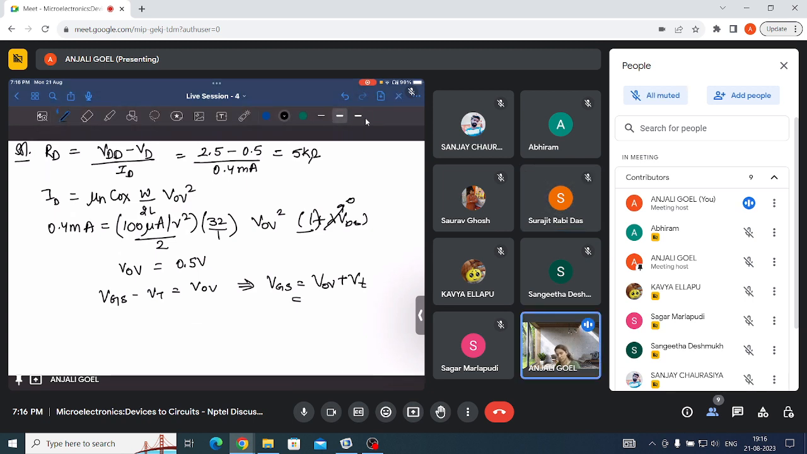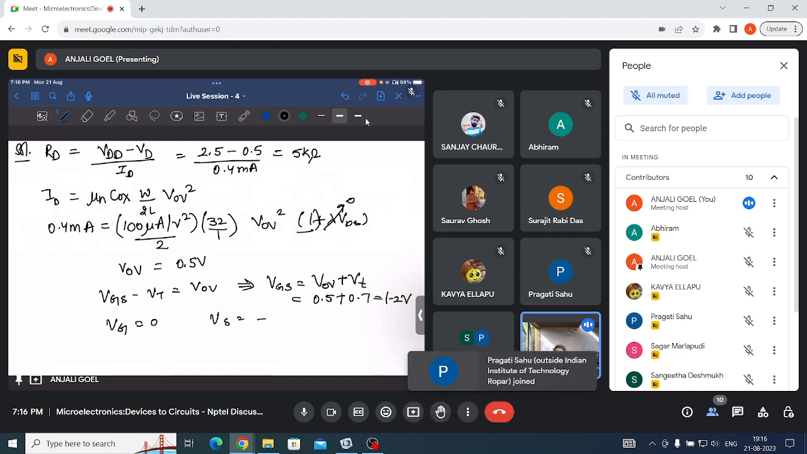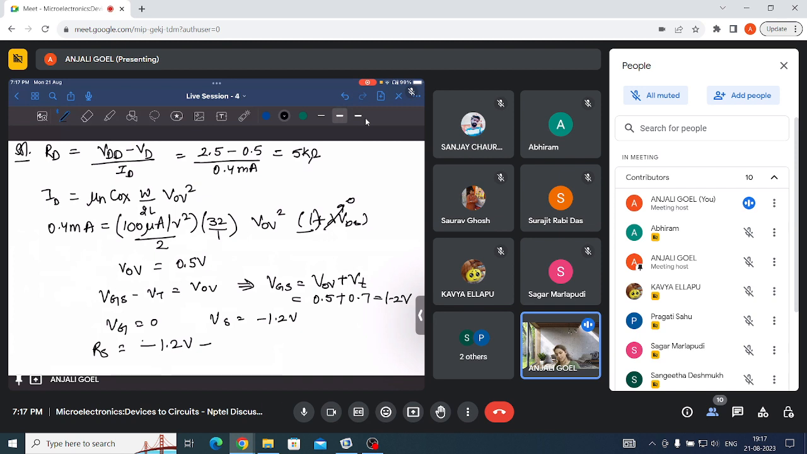So VGS is equal to 0.5 plus 0.7, 1.2 volt. Since we know that VG is 0, VS is minus 1.2 volt. So now RS is equal to minus 1.2 volt minus minus 2.5, divided by 0.4. So this will give out to be 3.25 kilo ohms. If anyone has any doubt, please ask.